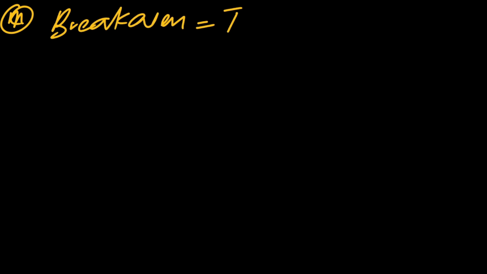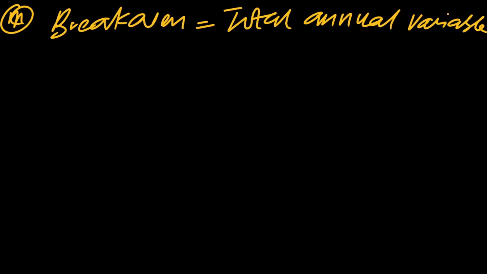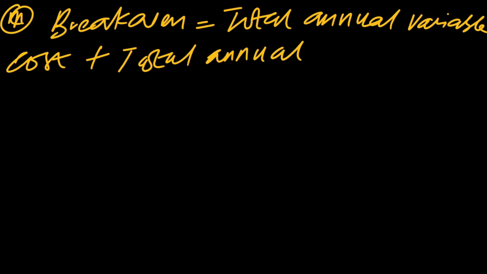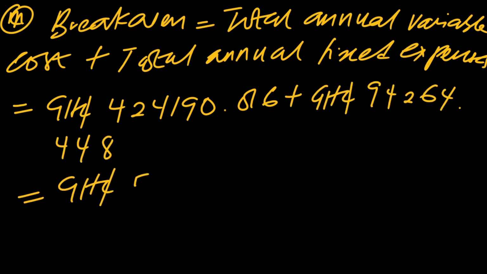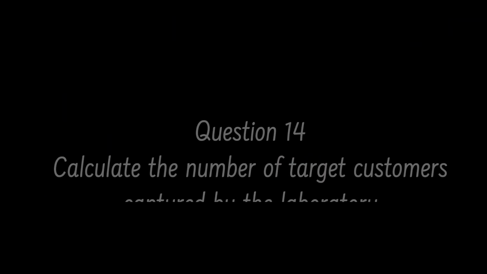Question 13. Calculate the break-even, which is equal to the total annual variable cost plus the total annual fixed expenses. That is 424,190.016 plus 94,264.448 Ghana cedis, and the total amount is equal to 518,454.464 Ghana cedis.